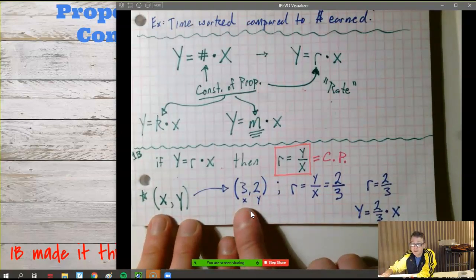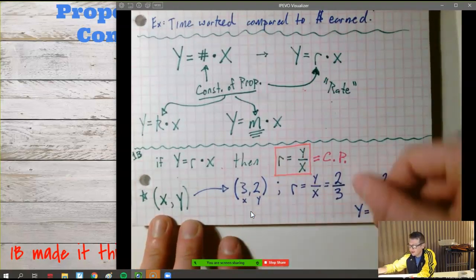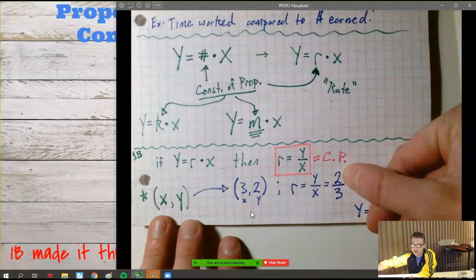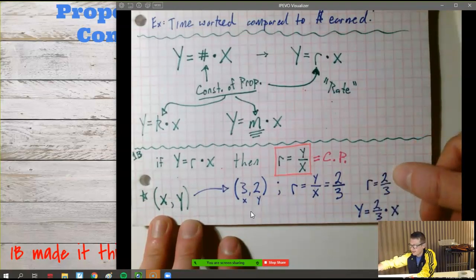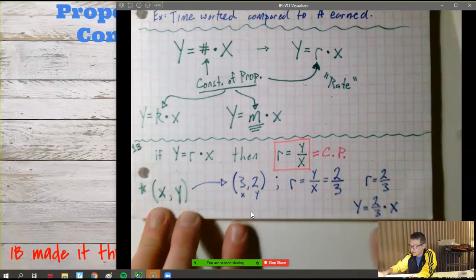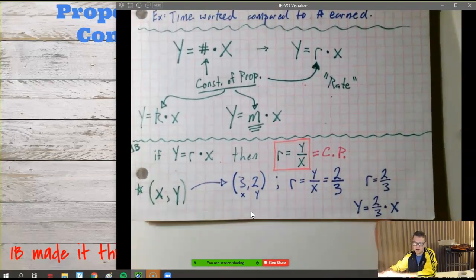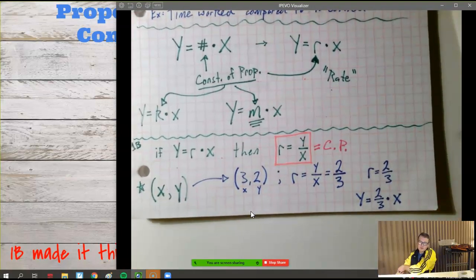This is where you're going to make your mistake. Because your 3 comes first, you're going to want to put it on top, and that's wrong. This is where people make their mistake. The y value goes on top. The x value goes on bottom, meaning that our constant of proportionality, which we could call r, we could call m, we could call k, whatever you want to call it, is 2/3, resulting in the equation. When Khan Academy asks you for the equation, it's y equals that constant of proportionality times your x.